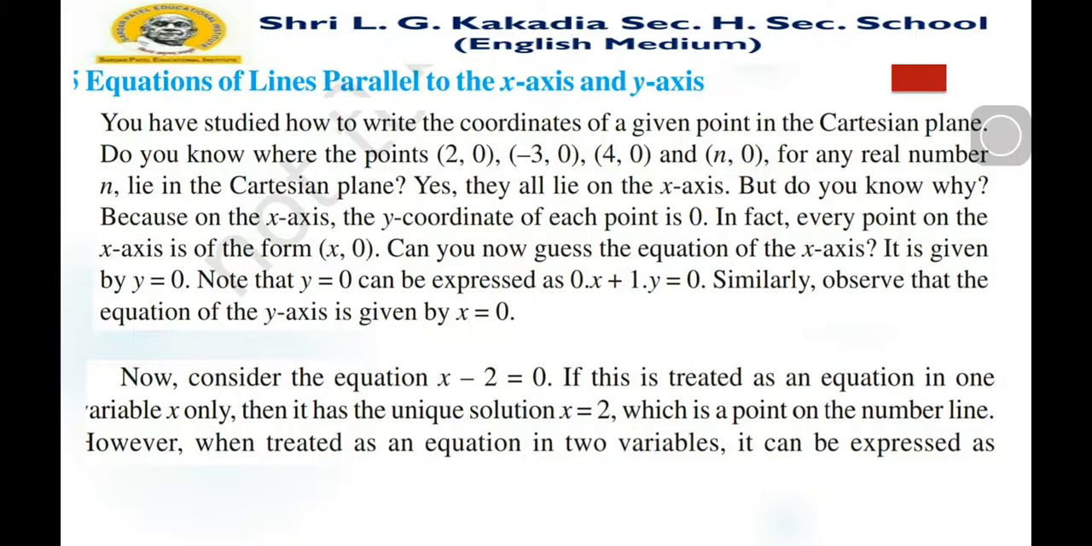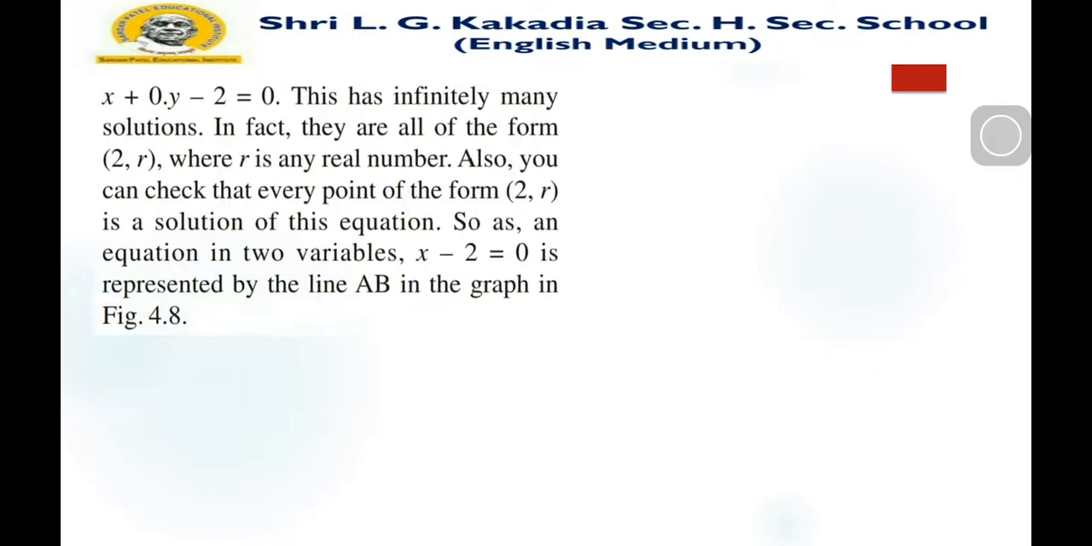If this is treated as an equation in one variable x only, then it has the unique solution x is equal to 2. As you know, a linear equation in one variable has a unique solution, which is a point on the number line. However, when treated as an equation in two variables, it can be expressed as x plus 0 into y minus 2 is equal to 0. It is a linear equation in two variables that we have converted.